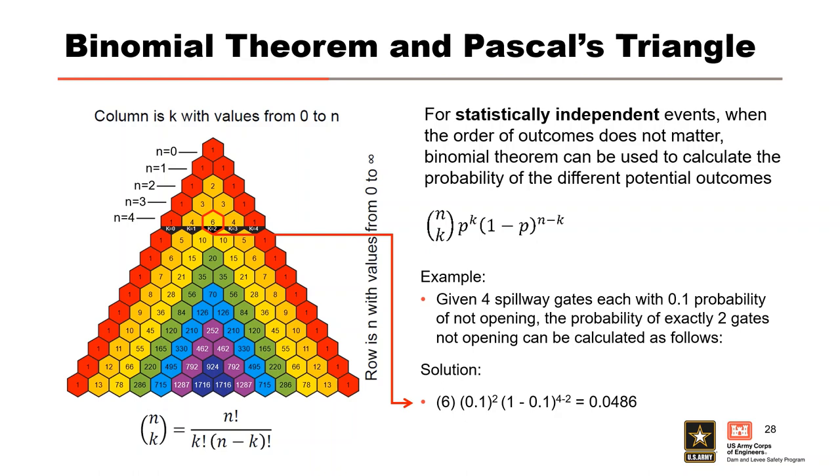Let's say we have four spillway gates, each with a 0.1 probability of not opening. To calculate the probability of exactly two gates not opening, we can use Pascal's triangle. Because we have four gates, n equals 4. Because we want to know the probability of exactly two gates not opening, k equals 2. So we find the row for n equals 4, then across the row to k equals 2, not forgetting that the first row is for n equals 0 and the first column is for k equals 0. And then we get the value of 6 for our first term. We plug our values into the equation using a probability of 0.1 for p, and we get a probability of 0.0486 for the probability of exactly two gates not opening.